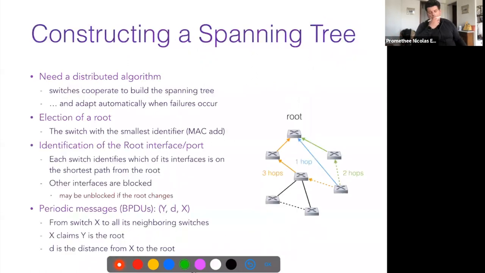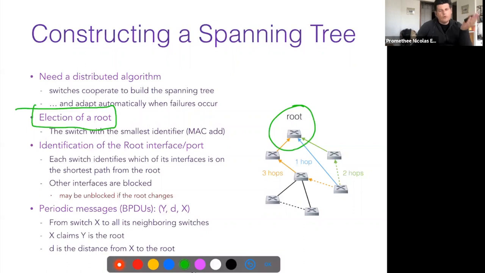All right. So what does it mean having a tree? What is the first step into building a tree, guys? Yes, I need to elect the root. So here's my root. So usually what we do, we use the MAC addresses. So switches have MAC addresses, and they will be used as the ID. So the switch with the lowest ID will be the one to be elected as a root.